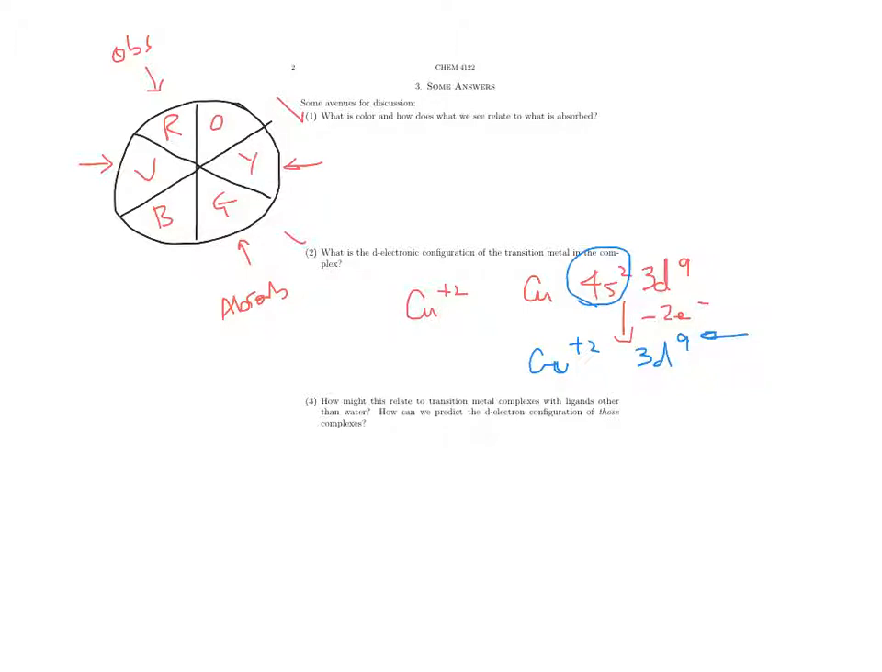The next thing is, let me do one more example briefly. So let's look at another one, manganese +2. We start with manganese. Manganese is 4s2, 3d5. We take away 2 electrons, we get 3d5. In other words, whatever valence electrons remain after you've accounted for charge, they become d electrons.